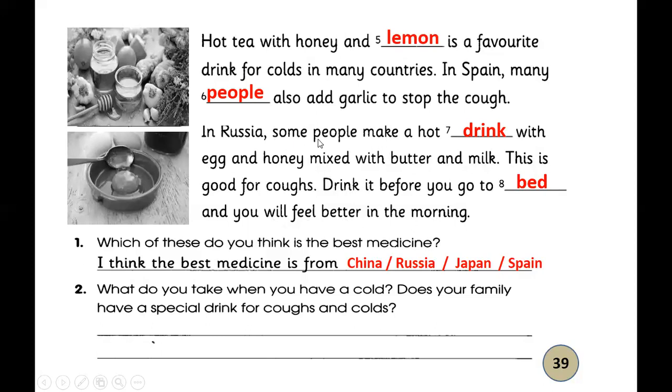So in Russia some people make a hot drink with egg and honey mixed with butter and milk. This is good for coughs. Drink it before you go to bed and you will feel better in the morning.